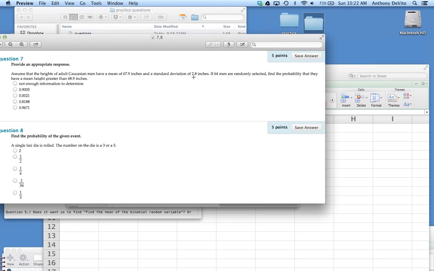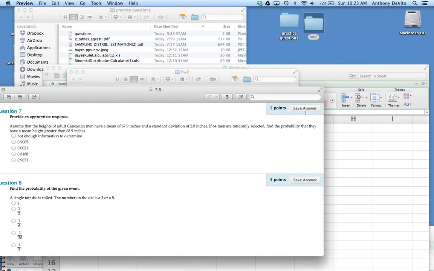Am I talking about the population or the sample so far, up to this point in this problem? Somebody give me a buzz back. Talking about the population, right? Now, if 64 men are randomly selected, now we're talking about the sample. Find the probability that they have a mean height greater than 68.9 inches. So now we're talking about a sample size of 64, and we want to know the probability that they have a mean height greater than 68.9 inches.